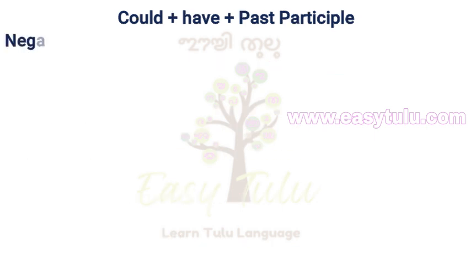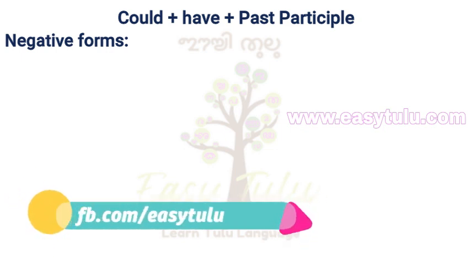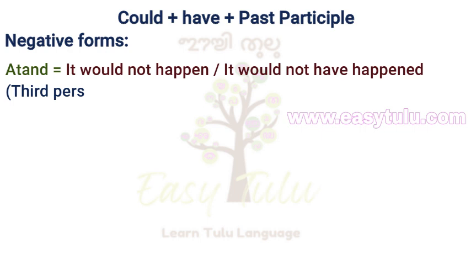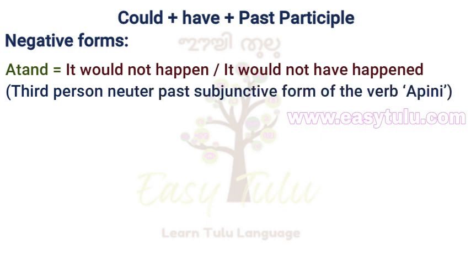Okay, now let us see negative forms in the structure. In Tulu, we do not have negative forms for could not plus have plus past participle structure. Instead, we use the word atandu, third person neuter past subjunctive form of the verb apini, as an auxiliary verb.